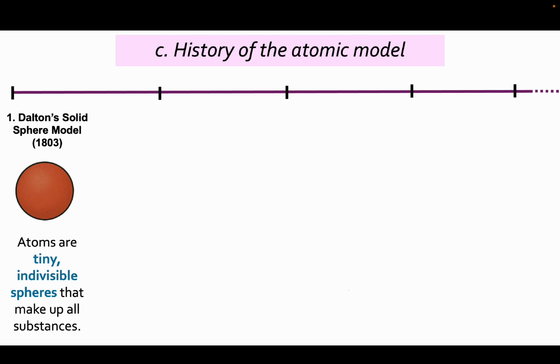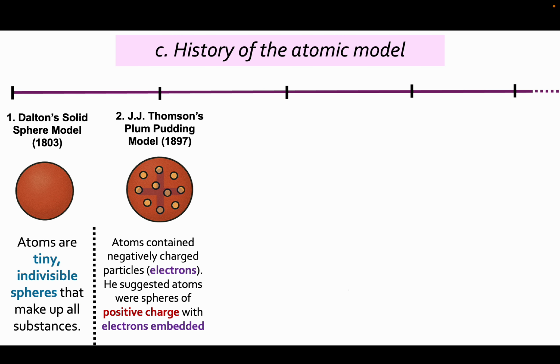So let's begin. First, we have Dalton's model, and that is the solid sphere model. Dalton stated that atoms are tiny indivisible spheres that make up all substances. He argued that atoms of each element are identical and combine in fixed ratios to form compounds. Next is Thomson's plum pudding model. Thomson discovered the electron and proposed that atoms contain negatively charged particles. He suggested atoms were spheres of positive charge with electrons embedded inside, like plums in a pudding.